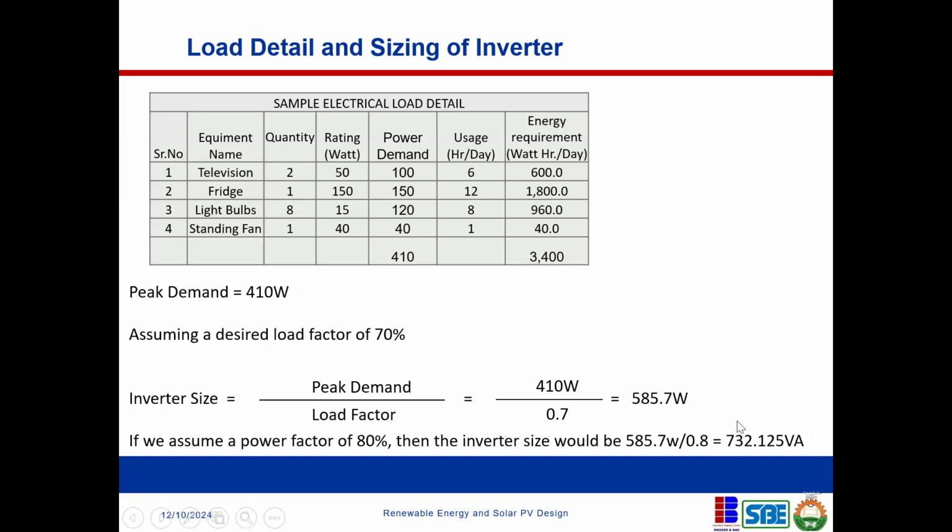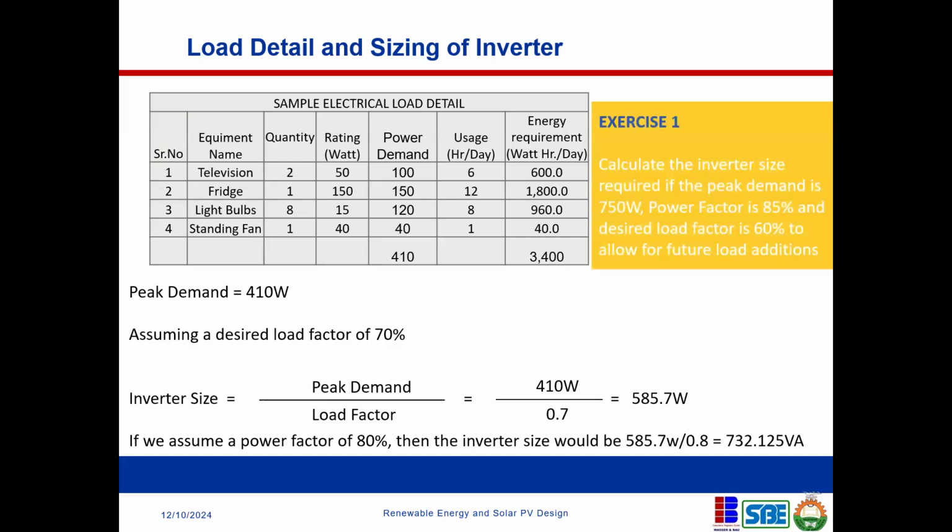So for this demand, with the assumptions that we've made so far, a load factor of 70% and a power factor of 80%, your inverter size should be 732.125 VA. So we have succeeded in sizing our inverter based on these assumptions. Okay, so we are going to move to the next one, but before that, I just want us to do a little exercise.